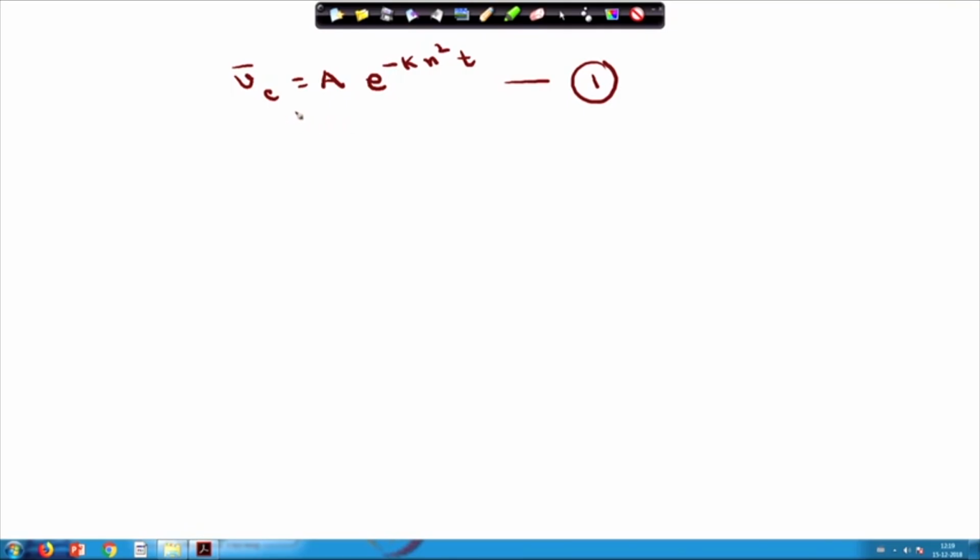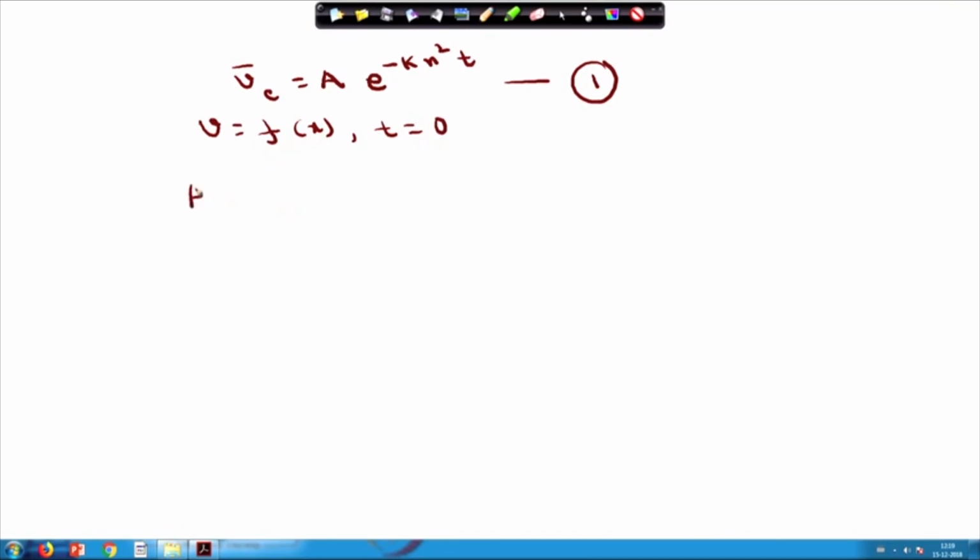So, V bar c, the solution of the given ODE, will be equals to A e to the power minus k n square into t. So, I now have to find the value of the constant A. Also, I know that V equals some function of x whenever t equals 0. At t equals 0, V of x equals f of x, it is known to us.